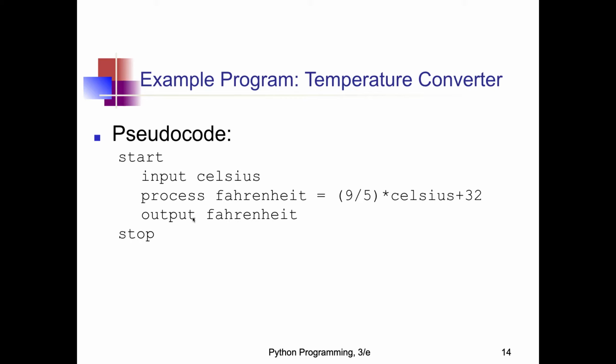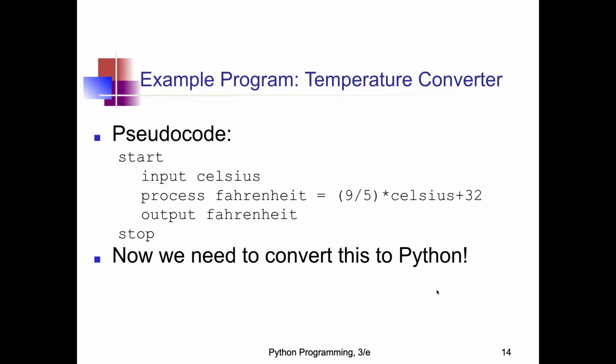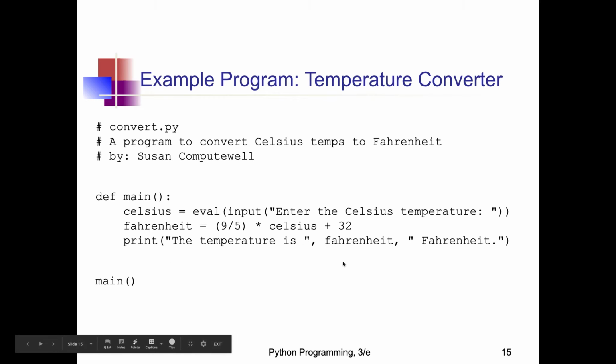Okay, so how do we convert that to Python? Here we go. This is the program that we have, with 3 command lines. We have a main function that asks the user for the Celsius temperature and then assigns the input to Celsius, and then uses that to calculate a new number which is assigned to Fahrenheit, and then we're going to print the temperature on the screen.